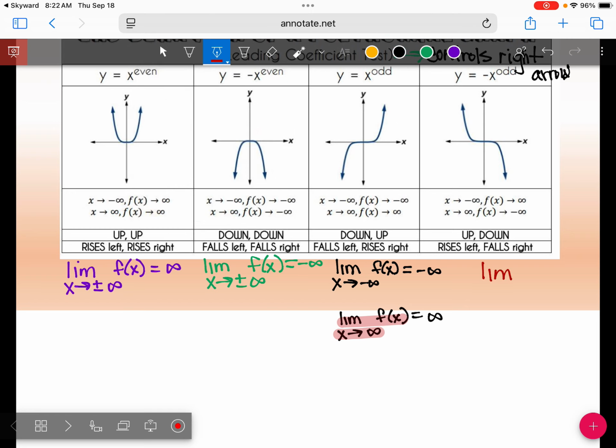Again, let's do this last one. This is odd with a negative leading coefficient. So we have the limit as x approaches negative infinity of f of x. So this is how you have to practice writing a limit statement, because this is how you'll have to write it on the quiz. Oh, I did not mean to put negative infinity on both ones.